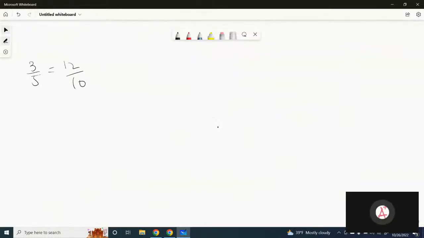Just cross multiply. You need to do 10 times 3 and 5 times 12. 10 times 3 is 30 and 12 times 5 is 60. Again, they are not equal. Got it? The answer is no, they are not equivalent.